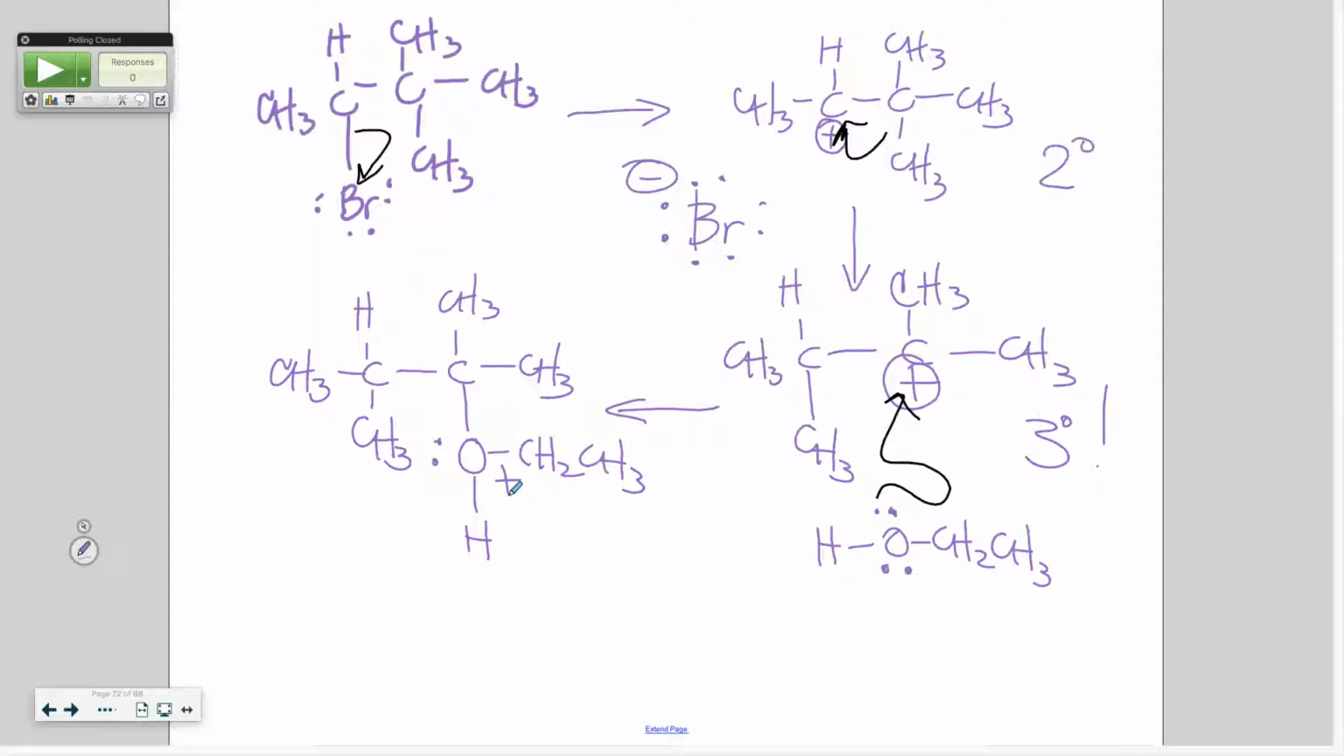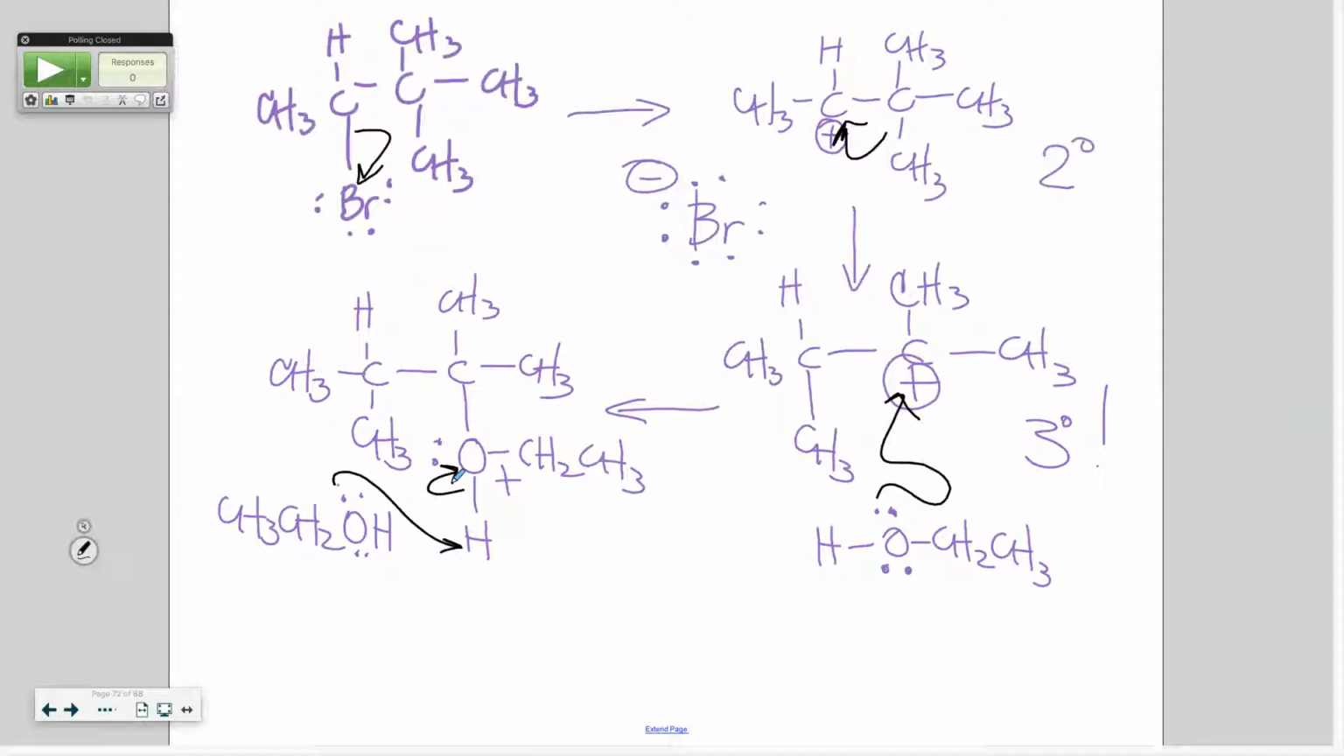Okay, now what do I got to do? What's the last piece of the puzzle? Yeah, take care of that charge. So here's my alcohol. It's going to grab the hydrogen. And what happens to the electrons in that bond? They go to the O and become the lone pair.